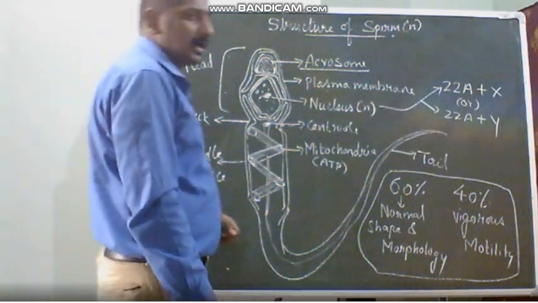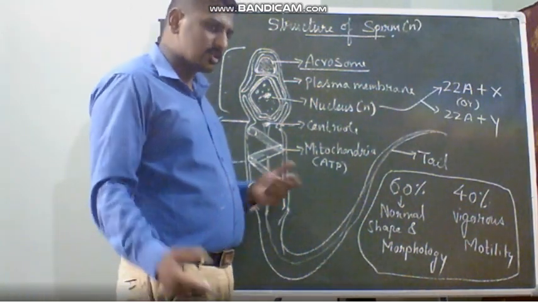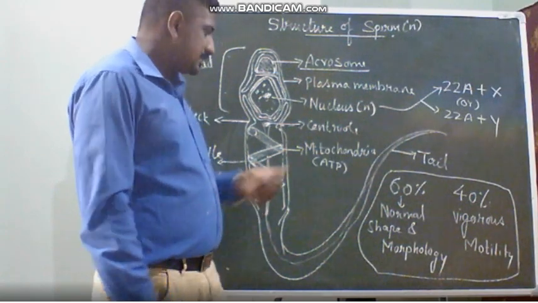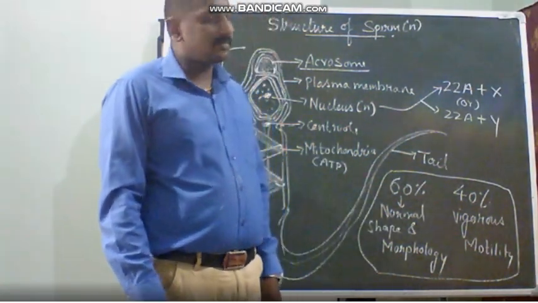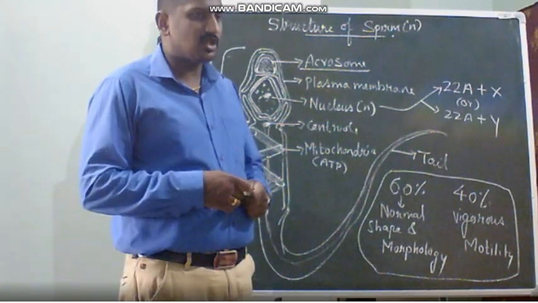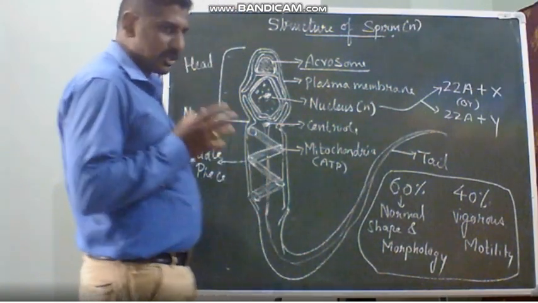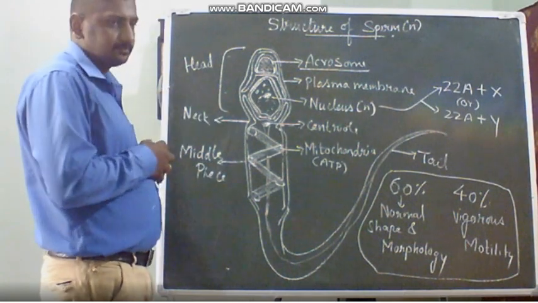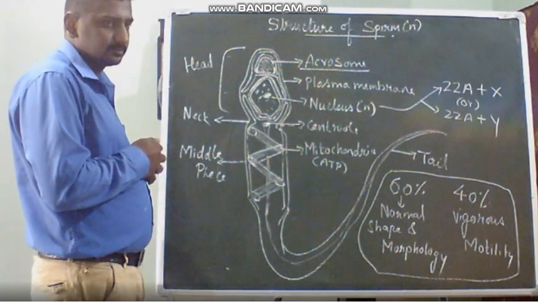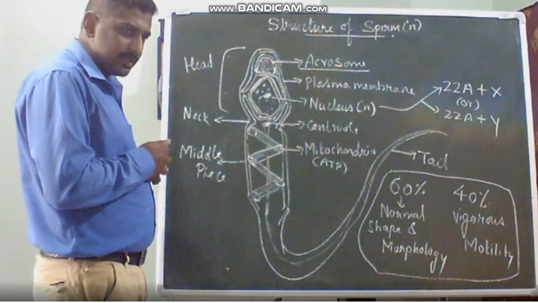In a normal ejaculate, 200 to 300 million sperms are there. In that, 60% of them must have a normal shape and morphology, and 40% must have vigorous motility. This is the structure of sperm. Any doubt in the structure of sperm?